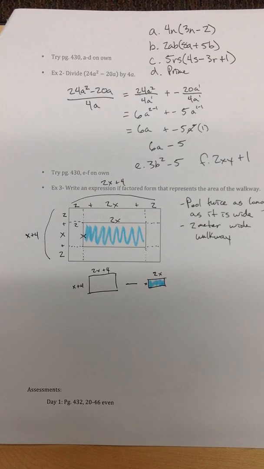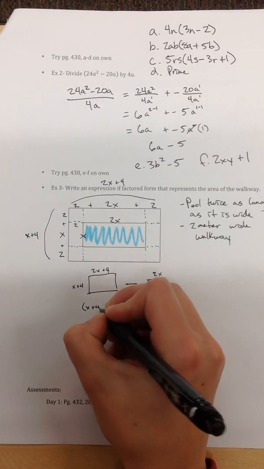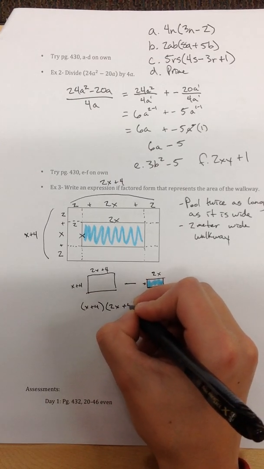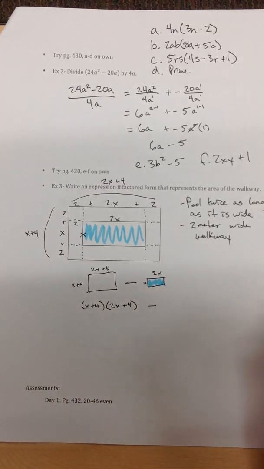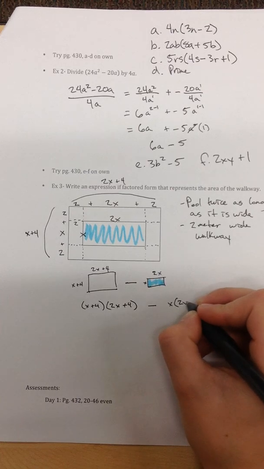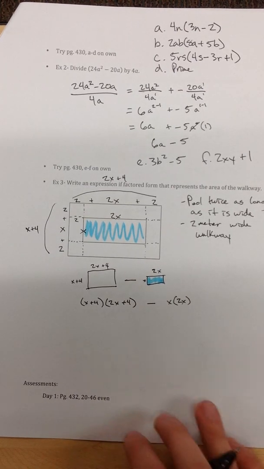So then what I would probably do is multiply these, because I need to find area. So I would take my dimensions there, x plus 4 times 2x plus 4. And then here I'm going to subtract away the pool, so minus, and then my dimensions there would be x by 2x. Alright, so let's do some FOILing here.